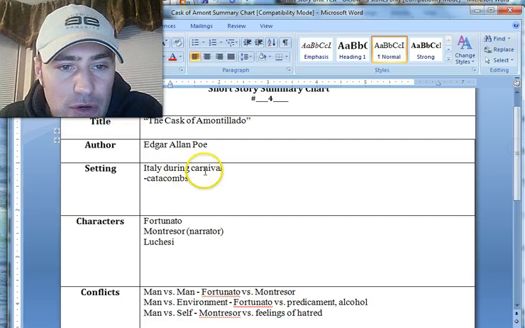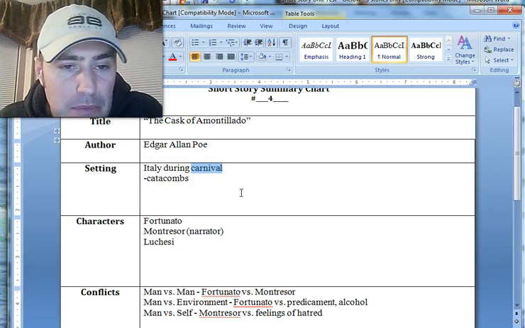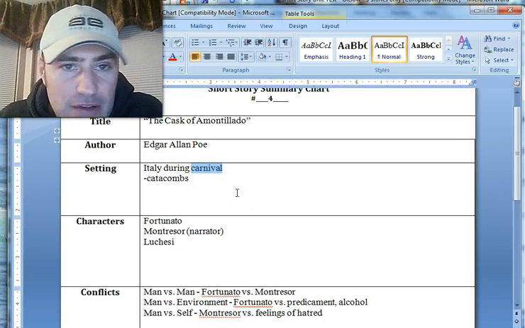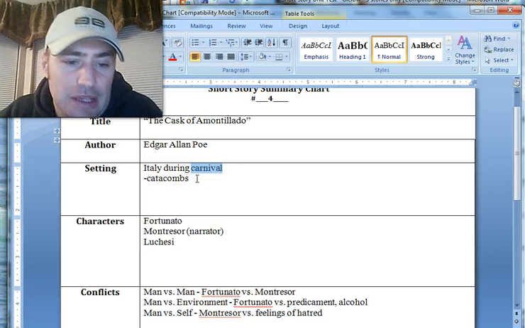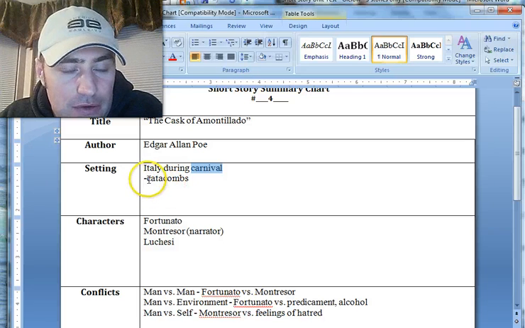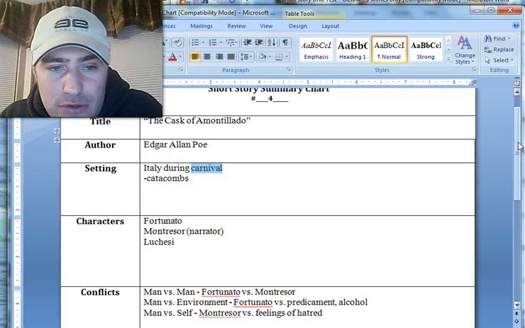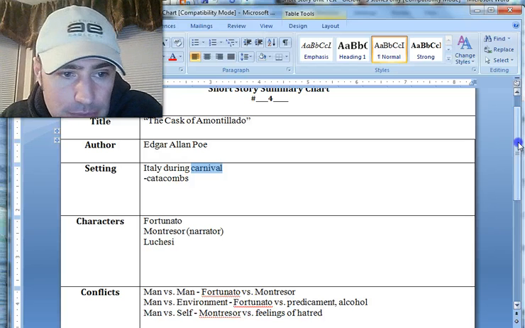And carnival, you know, is a term from Mardi Gras, which is Fat Tuesday. So a lot of celebrating is going on because the people will be giving up things for Lent. Also, the setting is specifically in the catacombs, which are in the basement of Montresor, which is also his wine cellar.